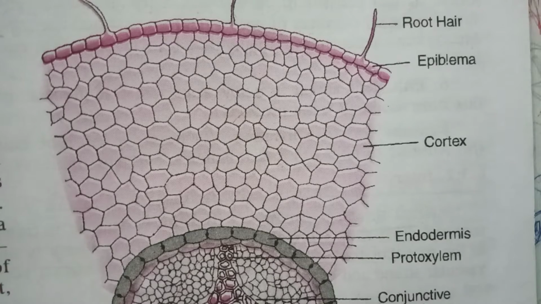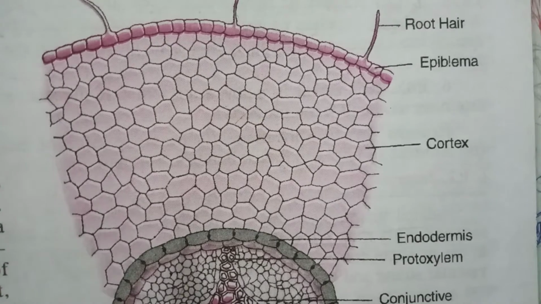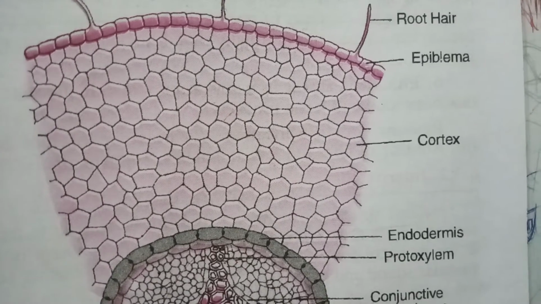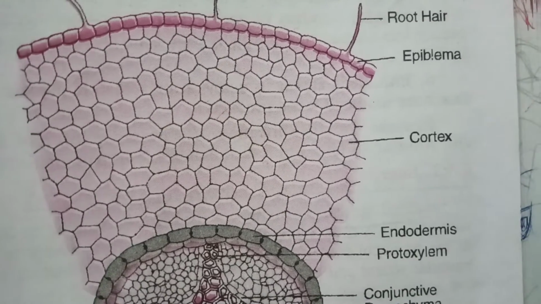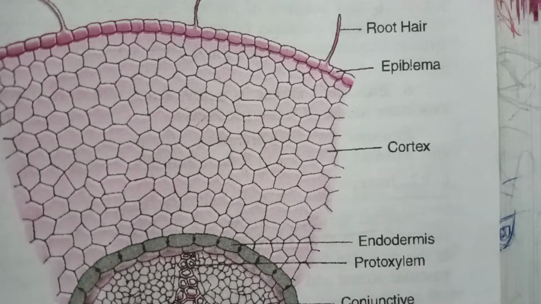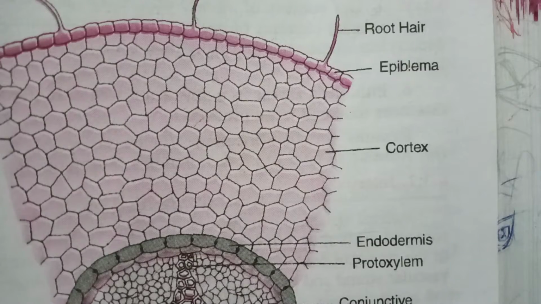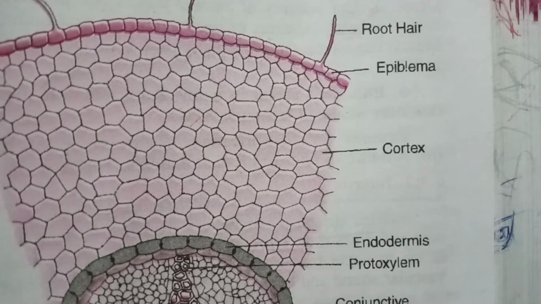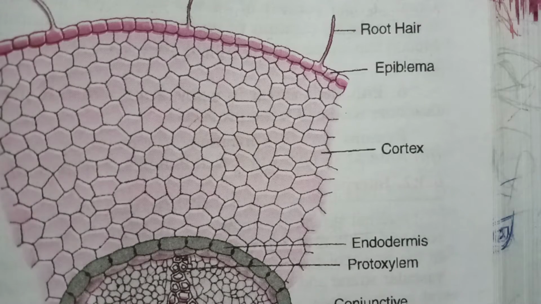Hello everyone. So let's continue with the next topic, that is the anatomy of dicot and monocot plants. Here we will compare the different anatomical internal structures of both dicot and monocot. While discussing, we will discuss the root, stem and leaf. So first of all, let us discuss the root.